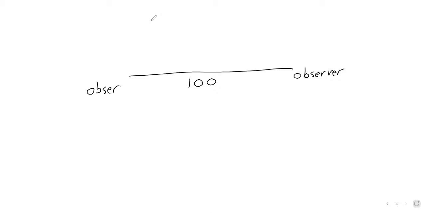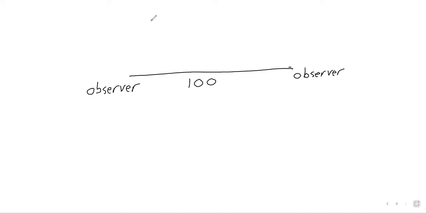triangulation. Triangulation comes from the idea that you're trying to locate some object, and you have two observers. People, radio towers, machines, whatever. You've got two observers, and both of these observers are looking at the thing you're trying to locate, and they're recording angles.